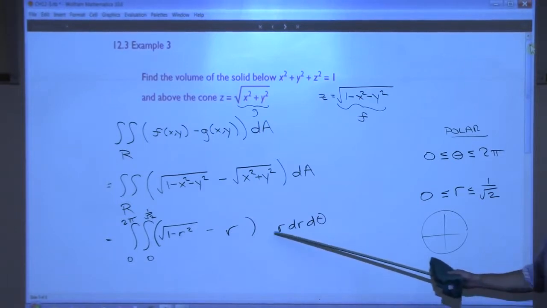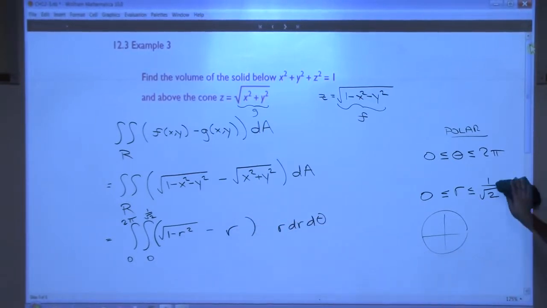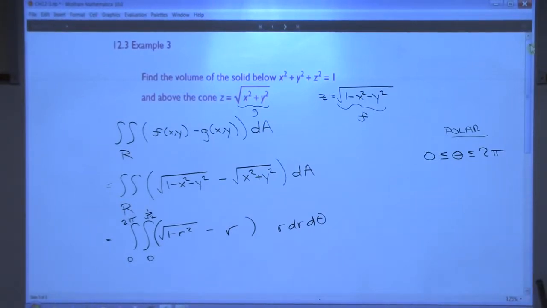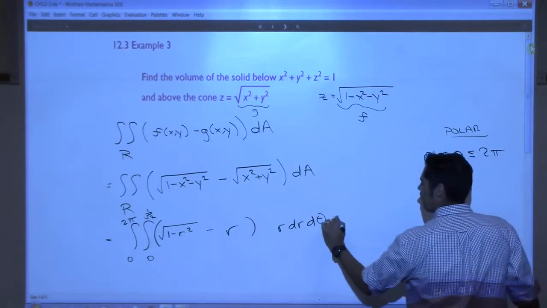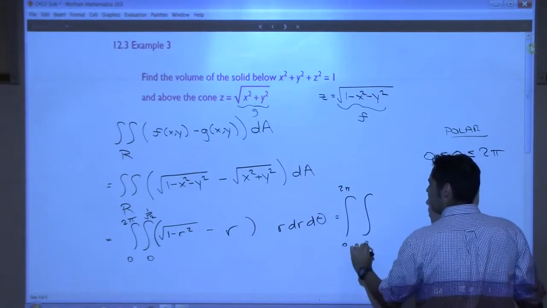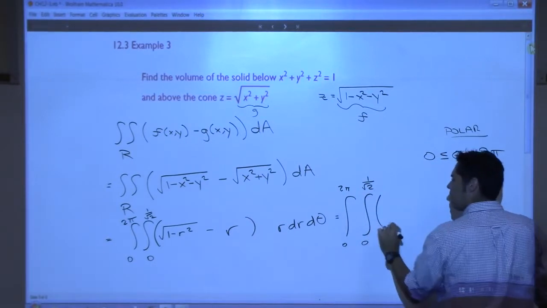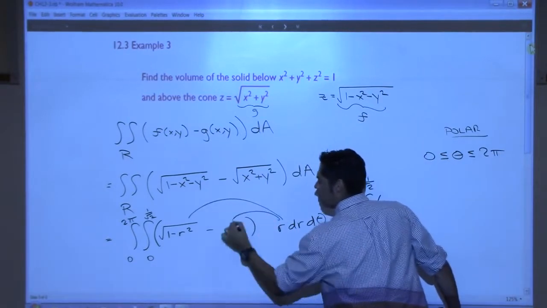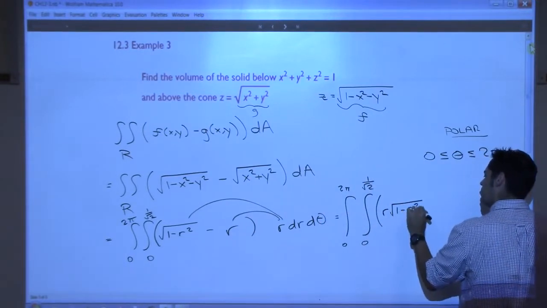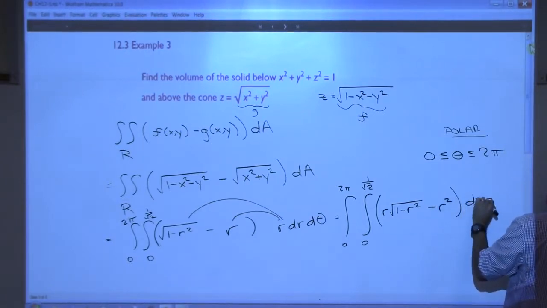I would probably distribute the r through now. Anybody have any questions on where I got that from? I'm going to dot this one, so when I distribute this r through, I get r root 1 minus r squared minus r squared dr d theta.